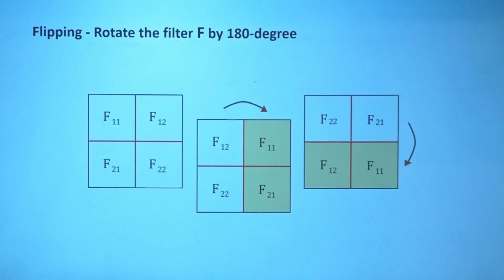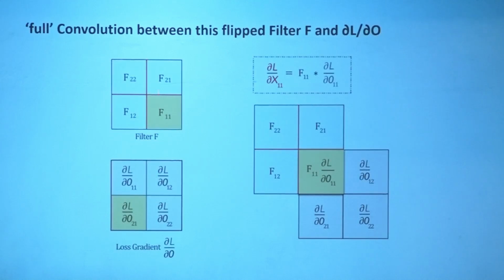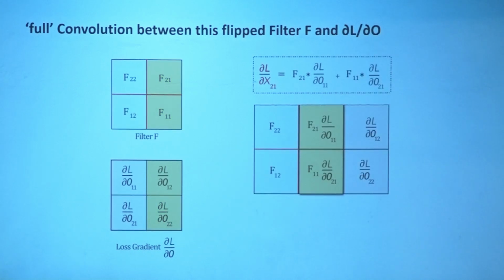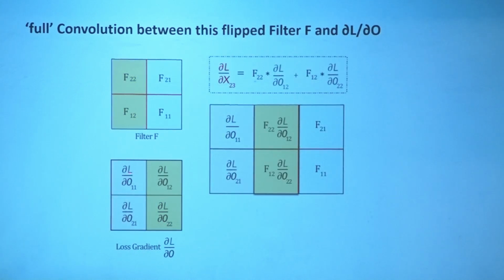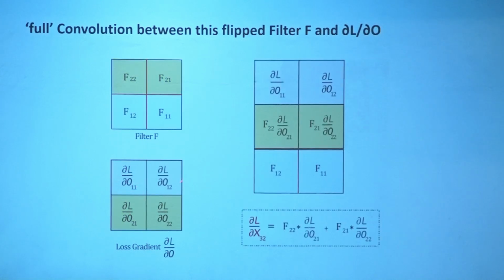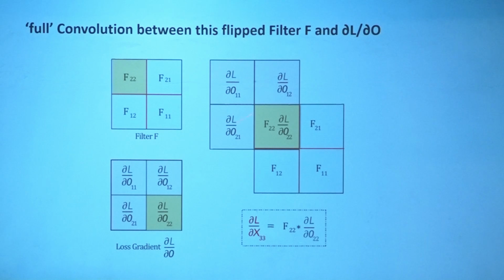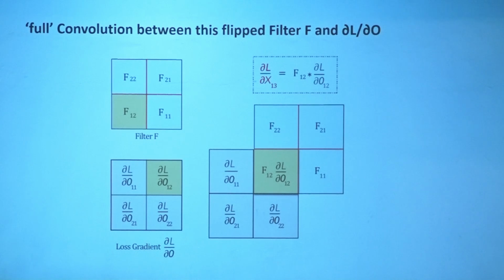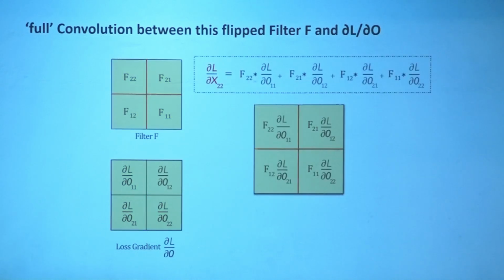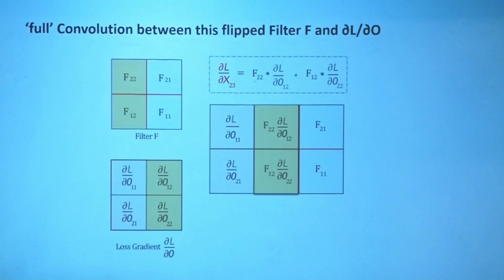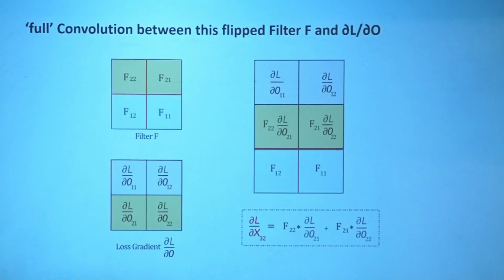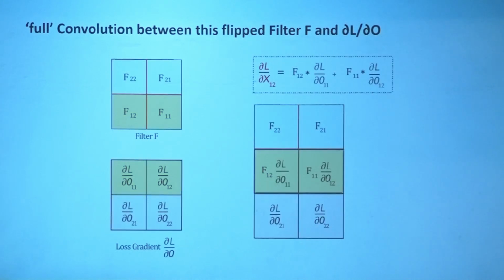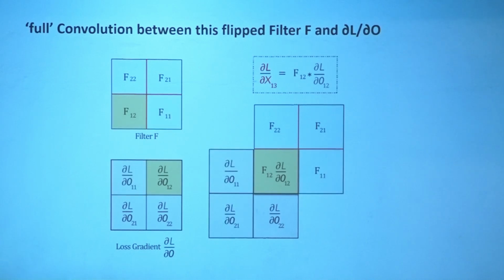F22, F21, F12, F11. Now let me apply this 180 degrees rotated, or flipped, filter with the loss gradient from the previous layer, ∂L/∂O11, O12, O21, O22, and just observe here how the convolution is happening. Isn't it the convolution? Yes, but not similar to the regular and typical convolution where the filter size and the input region size are matching.